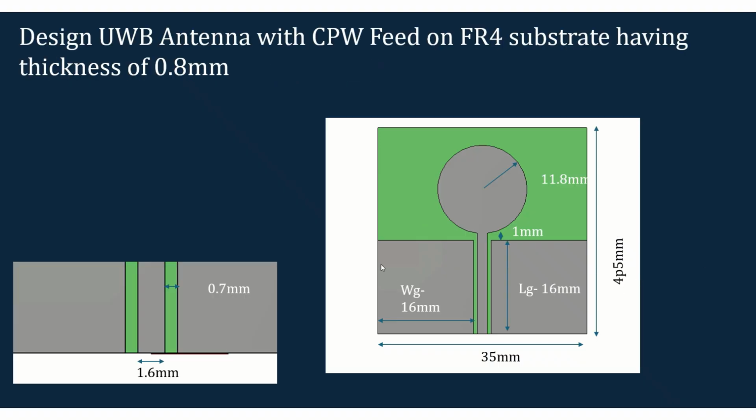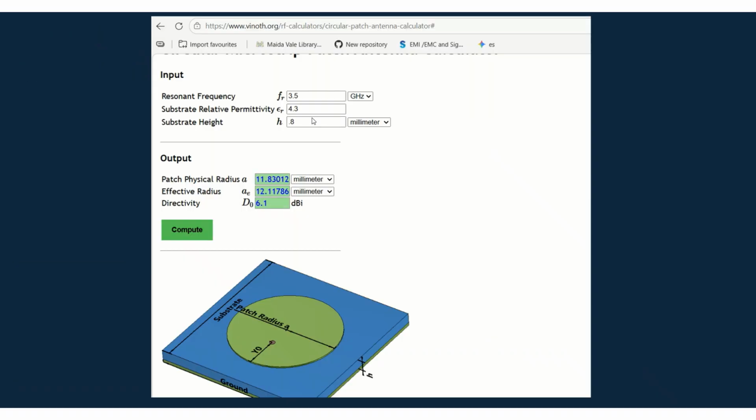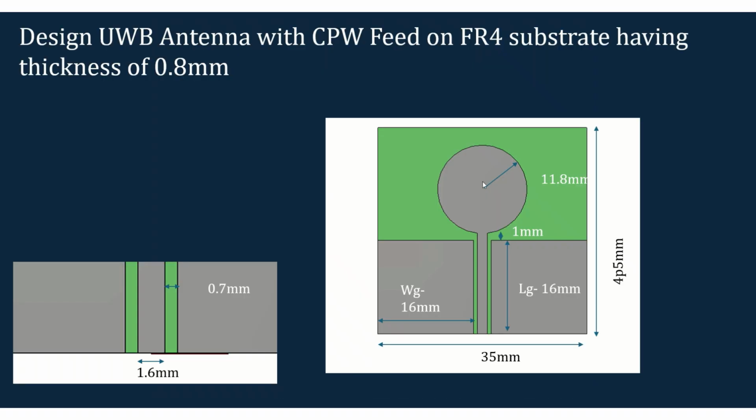I'm going to use a circular monopole, and for designing the dimensions I'm using this calculator. I'm using a resonance frequency of 3.5 GHz, which will be our first resonance in the UWB band. Based on that calculation, this is the radius. I'll put the link in the description. So that is the radius of the circular patch, and these are the ground planes.